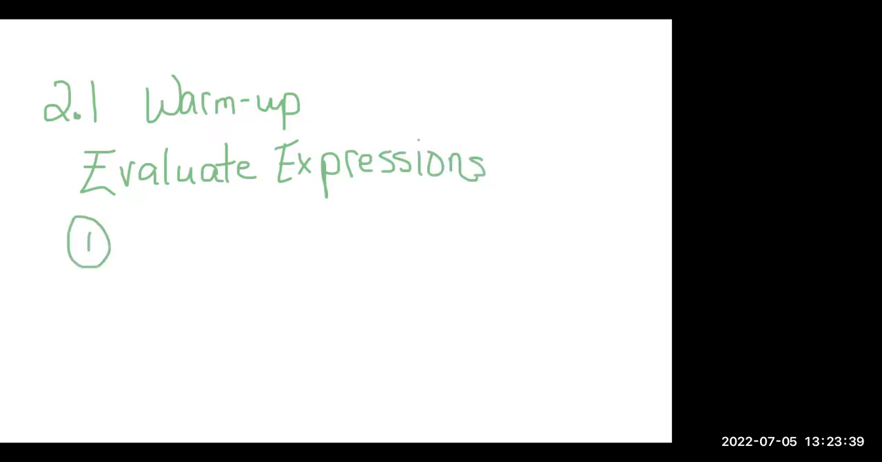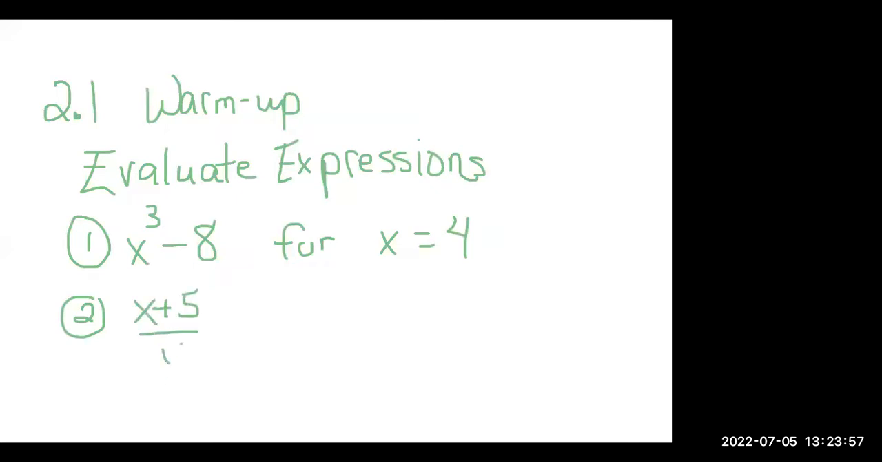Let's do x to the 3rd minus 8 for x equals 4. And then let's do x plus 5 over y. And let's throw in a negative here. Let's do x equals 2 and y equals -1.